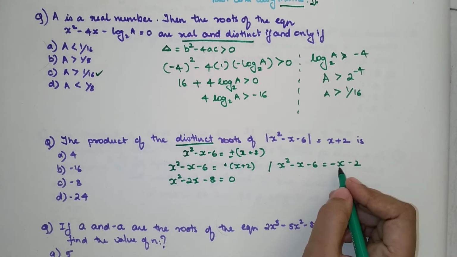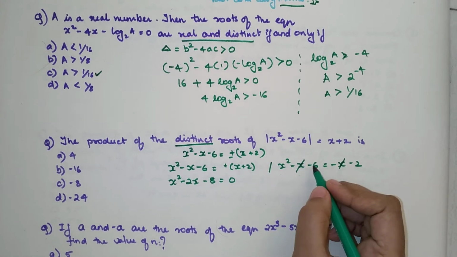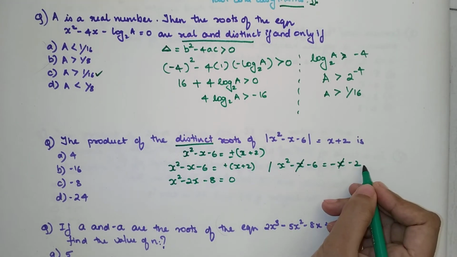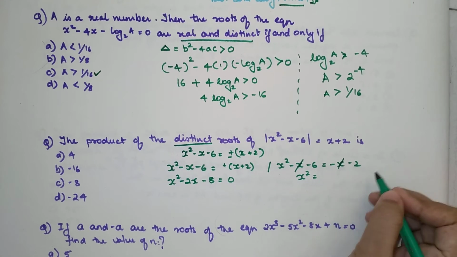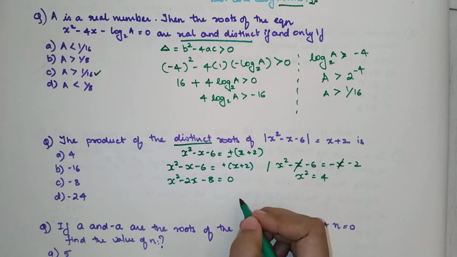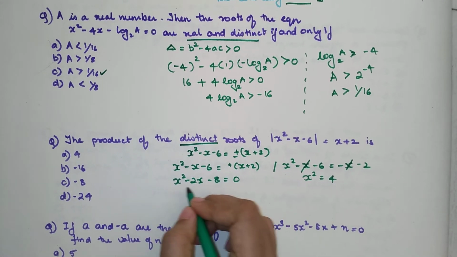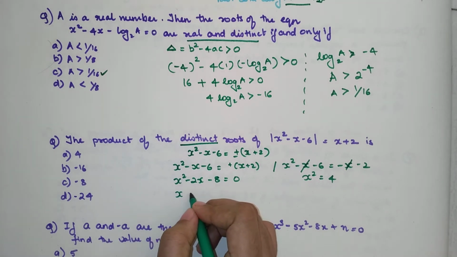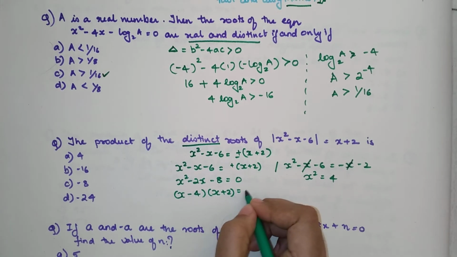And now here I can see that minus x can get cancelled, and this negative 6 can shift on the other side, becomes positive 6. So x square is equals to minus 2 plus 6 gets you plus 4. Now this is a quadratic equation, and obviously the factors would be x minus 4 and x plus 2 is equals to 0.